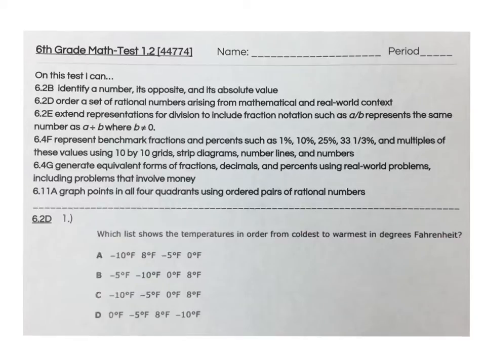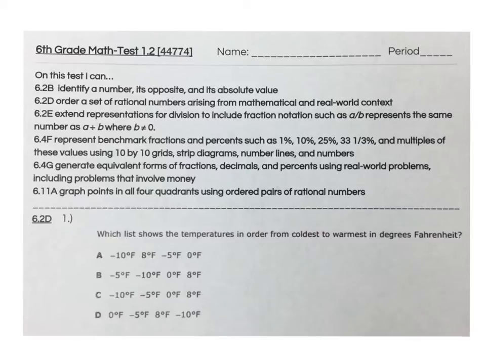6.4g generate equivalent forms of fractions, decimals, and percents using real-world problems, including problems that involve money. And last, 6.11a, graph points in all four quadrants using ordered pairs of rational numbers.